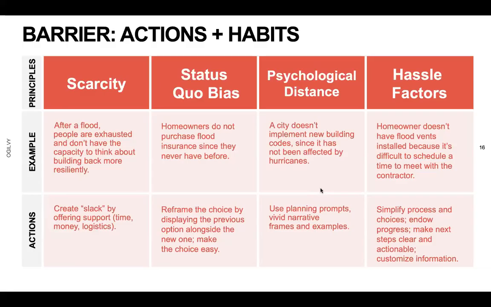Well, this is also relevant in the resilience space. An example here, a homeowner who wants to install flood vents might decide not to just because they don't want to call a contractor to schedule a time to meet. This is a pretty small barrier, but it could be enough to stop the flood vents from getting installed. So here, it's all about simplification. How can you make the process as simple as possible? Maybe you can have the contractor call the homeowner and suggest 3 or 4 times to meet to install the flood vents.